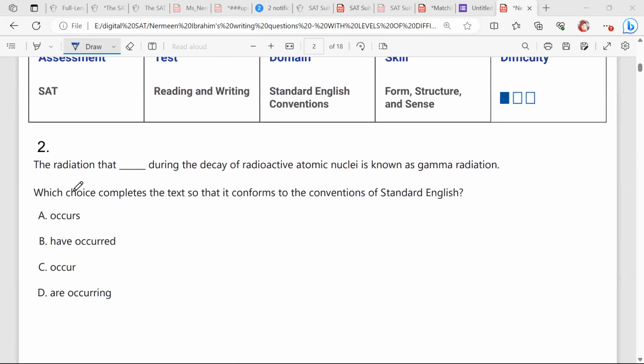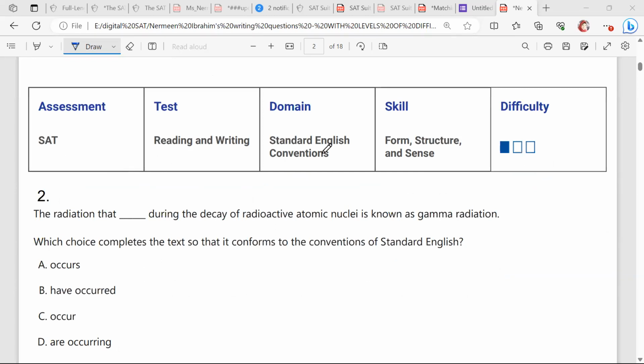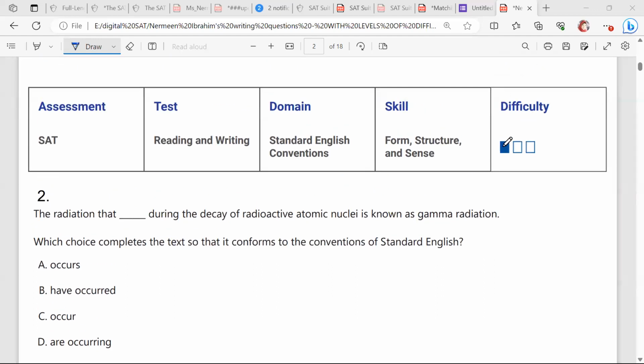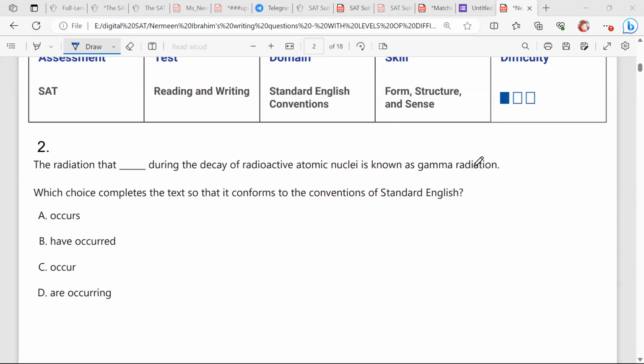Let's go for number two. Number two is testing you on form, structure, and sense, and we're going to discuss what we mean by that. The level of difficulty is supposed to be an easy one. Whenever you see one box marked, this means that the level of difficulty is not that hard. So having it correct will make you a little bit comfortable with these rules, because you can be losing some points unnecessarily by not being able to answer such a question correctly. Okay, let me activate the chat box.